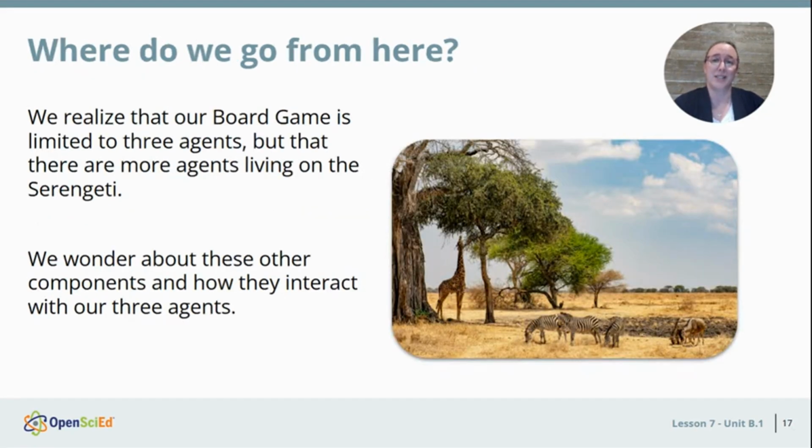At the end of Lesson 7, we begin to wonder if other components found in the Serengeti ecosystem have similar interactions compared to the wildebeest, the lions, and the spotted hyenas. Students figure out that our agent-based model was limited to how many agents we could use and model on our game board. Adding more agents, environments, and rules would make the Serengeti board game more complex and cumbersome to play. This makes us wonder what other interactions there are between agents and components found on the Serengeti.